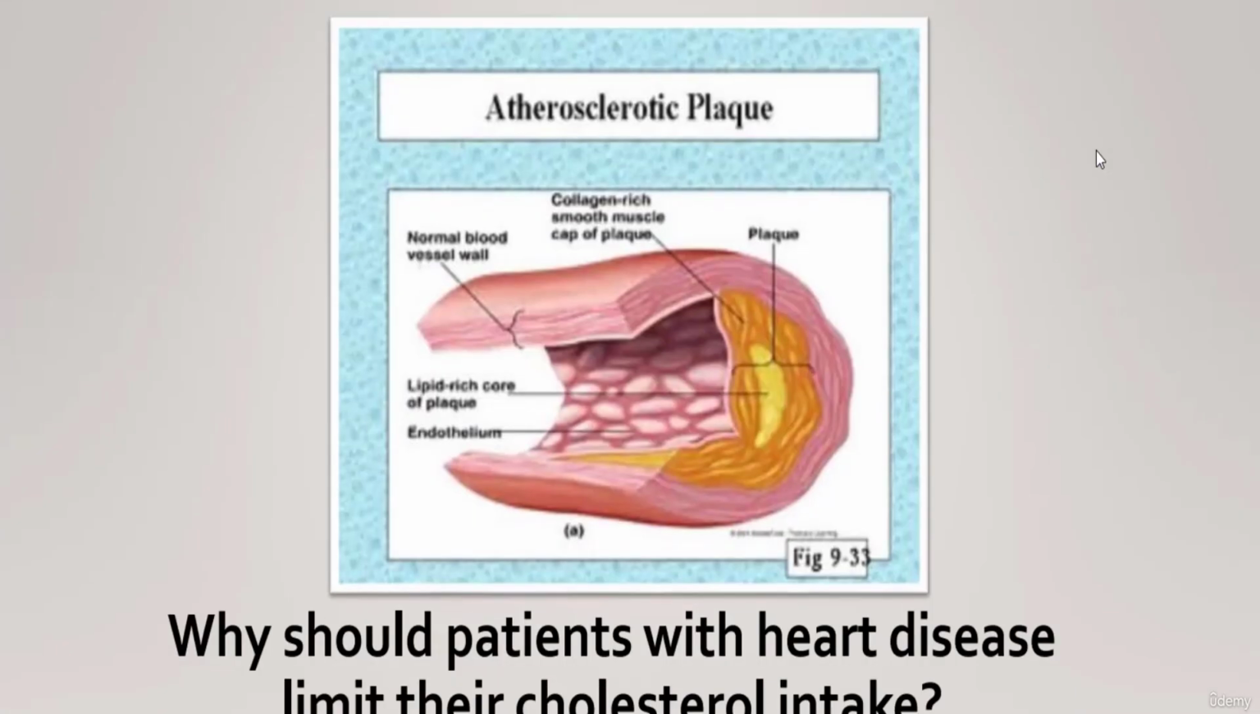Why should patients with heart disease limit their cholesterol intake? Because again, if you have lots of LDL, bad cholesterol, then it means that you might be vulnerable to clogged arteries, which is why patients that suffer with heart diseases need to curb their cholesterol intake, right, in order to allow proper blood flow through their arteries and avoid a possible stroke or a myocardial infarction.